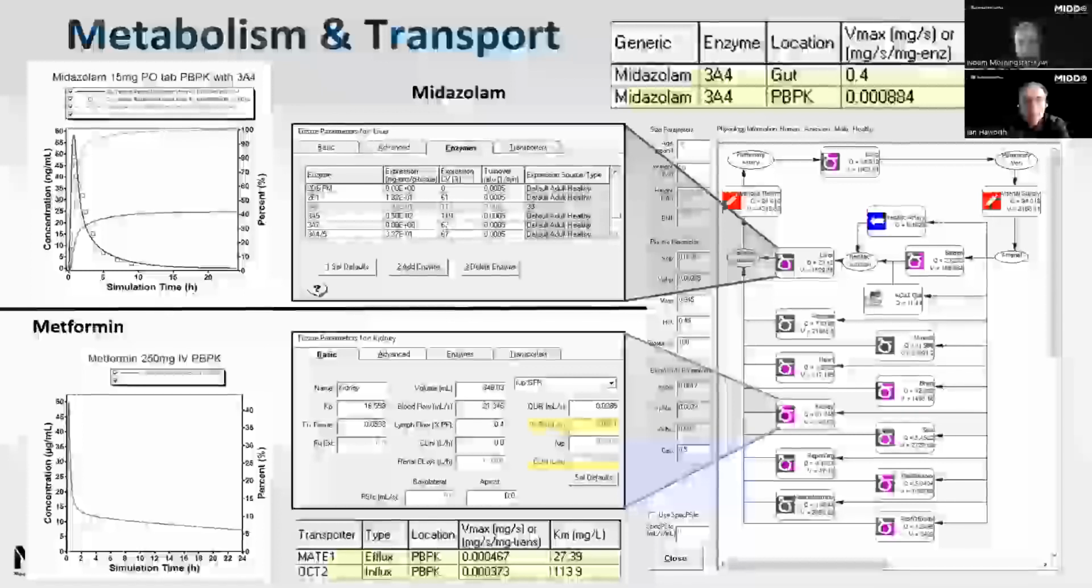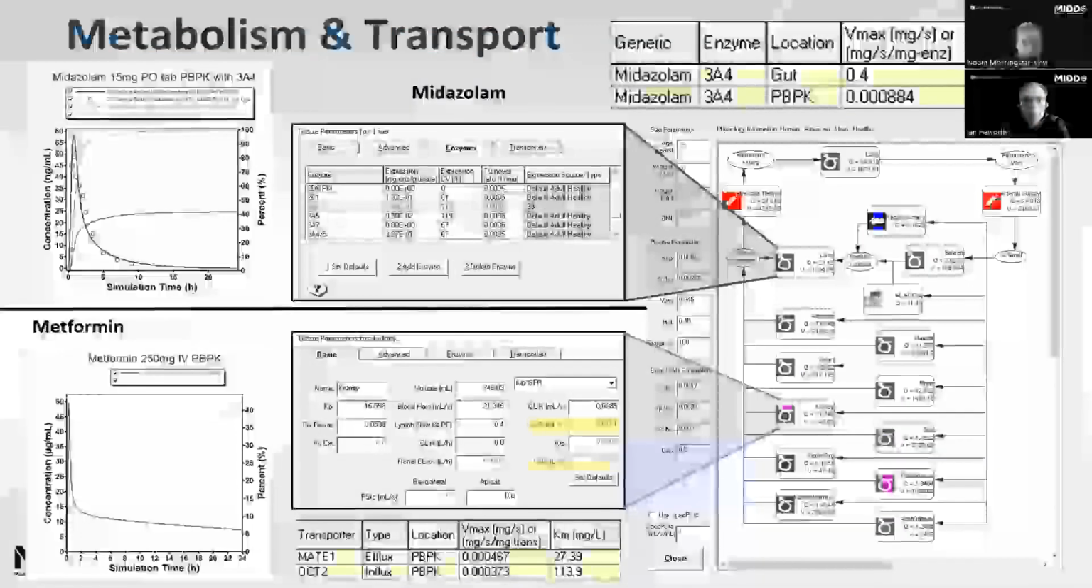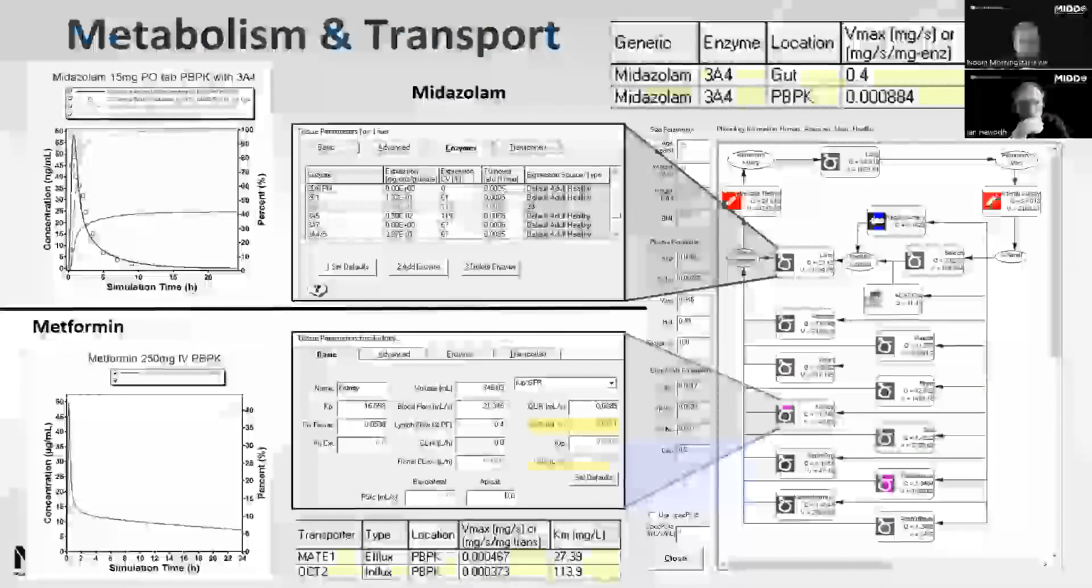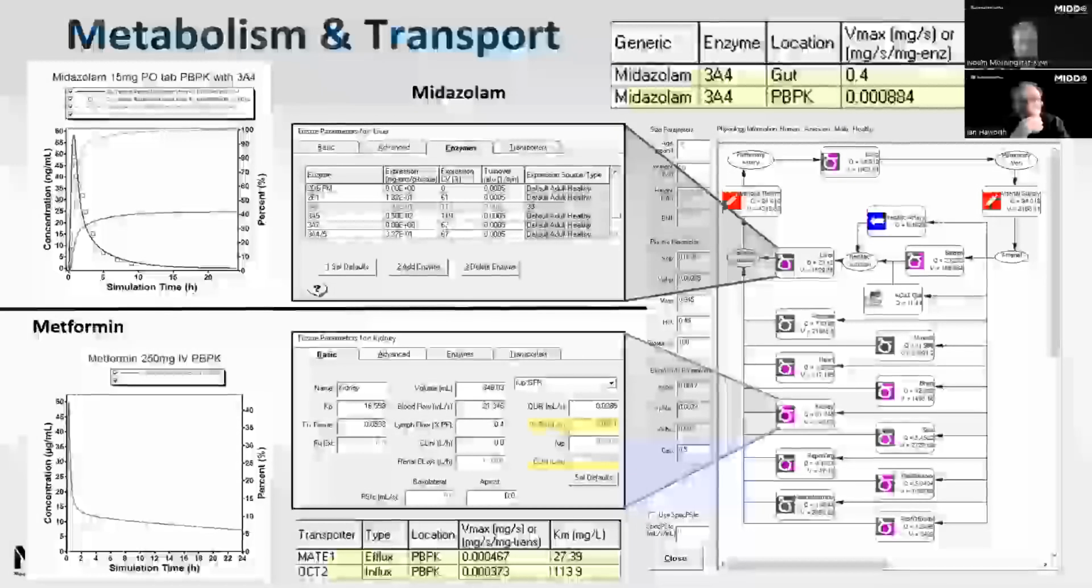And so if we use GastroPlus to open up the kidney tissue detail panel, we can then see our glomerular filtration rate, set up renal clearance to be fraction unbound times the filtration rate, and also go to the transporter table. And again, the students will look up this data, use the metabolism and transporter module to convert it to in vivo kinetics, and add MATE1 and OCT2 for the active secretion of metformin.